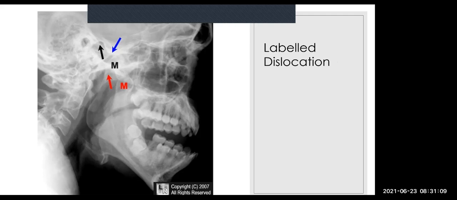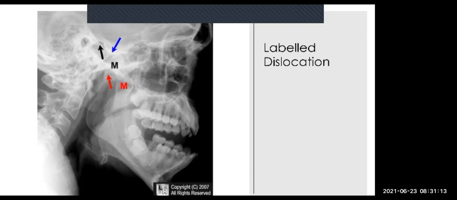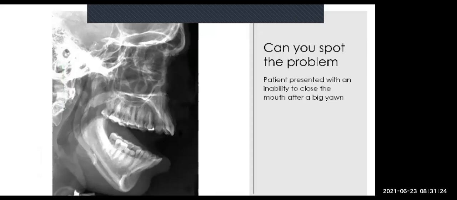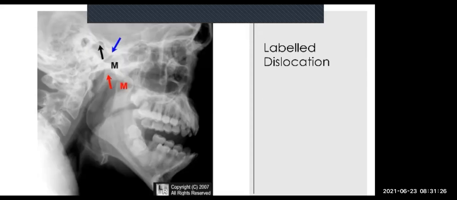So this is just the labeled one, right? So this is where everything's supposed to be sitting, and that's where it's supposed to slot in, and that's where it is, all right? And on the other side as well, you can see that it's out, right? So it's a complete one. Okay. All right, so that just gives you an idea of how bad the dislocation is, all right? So that's a bilateral dislocation on that side, okay?